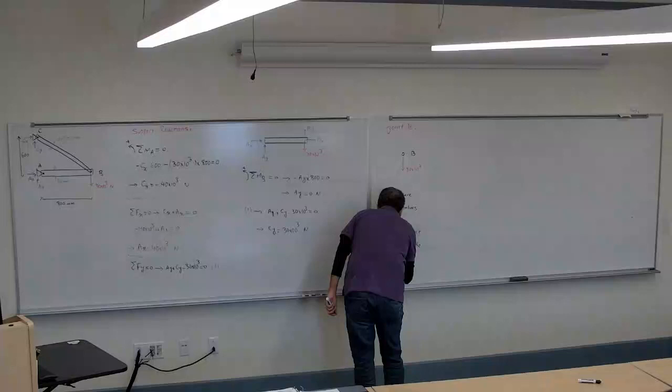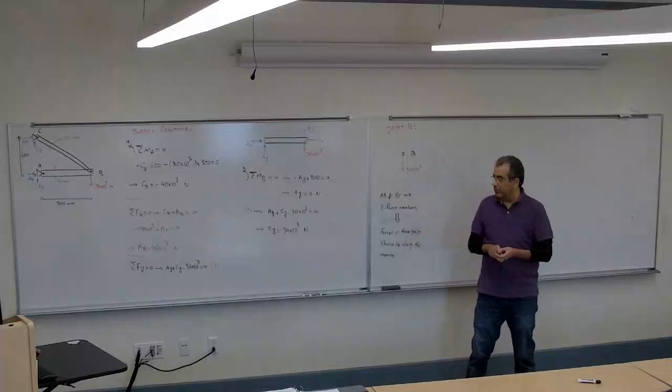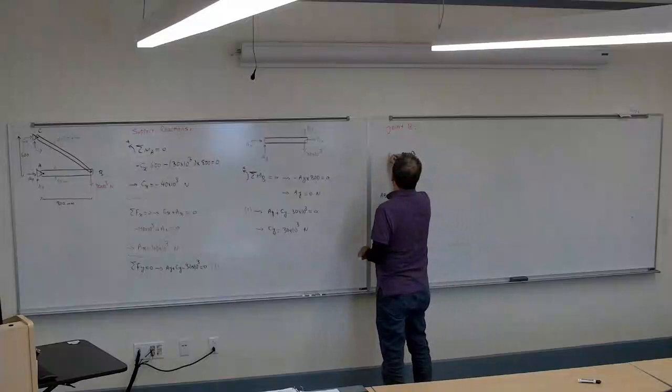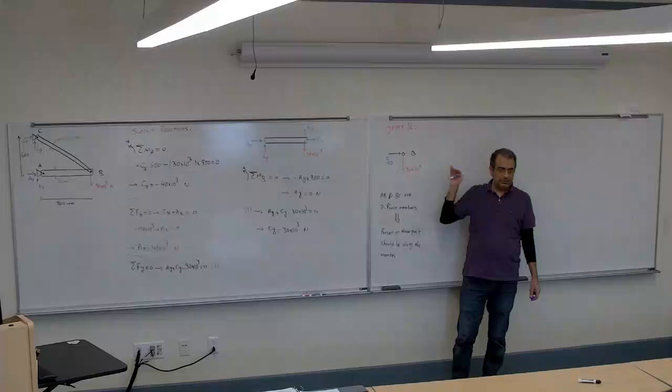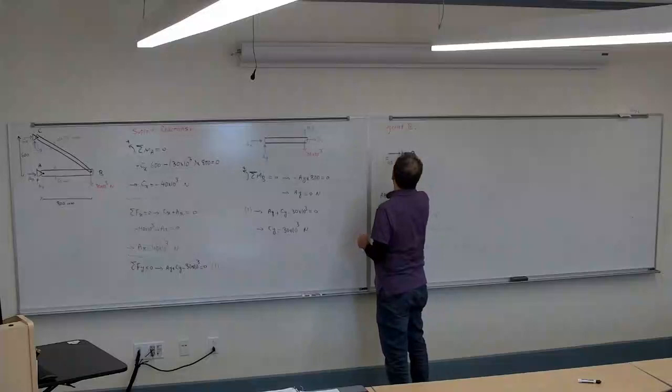Remember that? So if I know the direction of force, for the AB, I can say, okay, this is the FAB. I don't know if it's going to the right or to the left. I just put it to the right. But I know the direction is going to be horizontal. And for the BC, again, I don't know if it's going up or down. I assume it's going down.